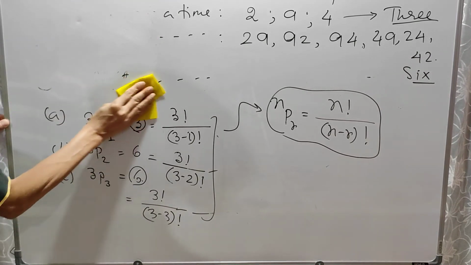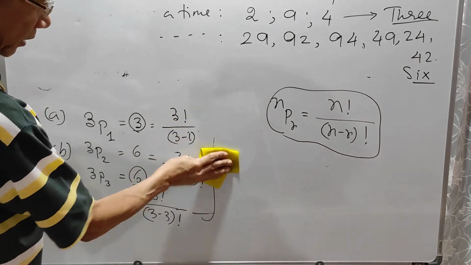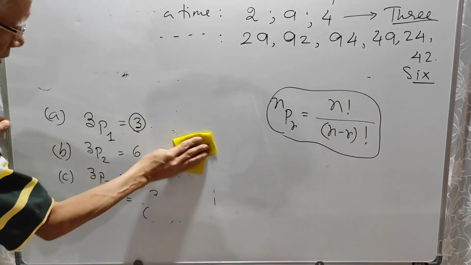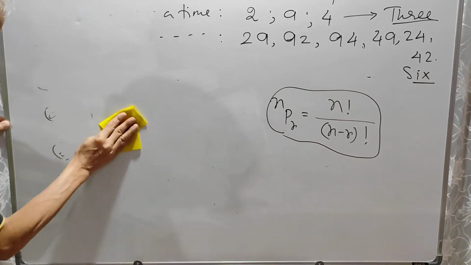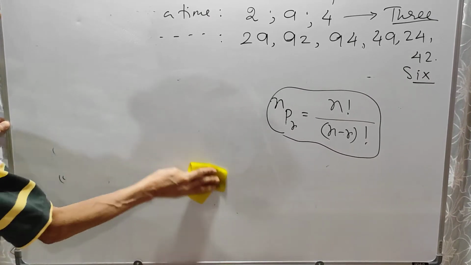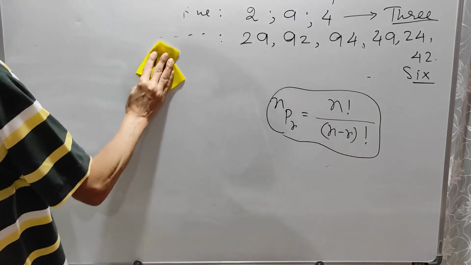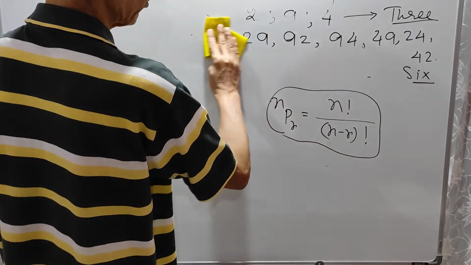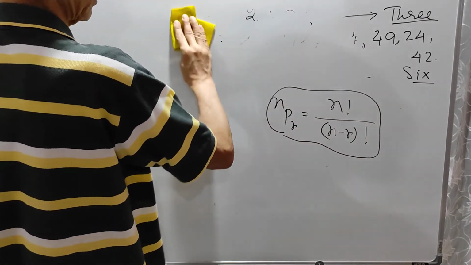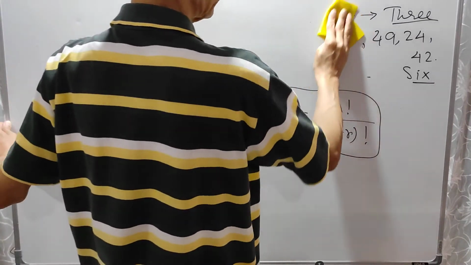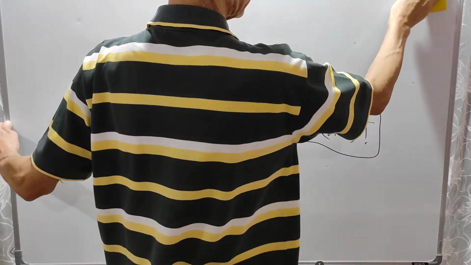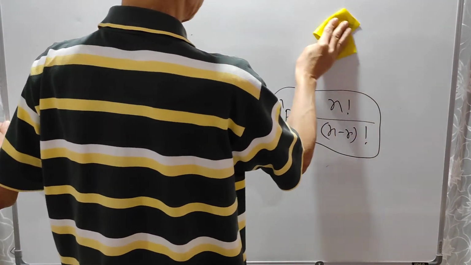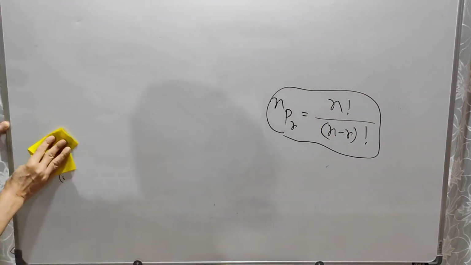So now let me give you some other less important formula for permutation. So as I told you, that is the main formula. So in permutation, remember one thing, very important thing, you have to arrange the objects, you have to arrange the digits, but you have to take the order into account. The order is very important.